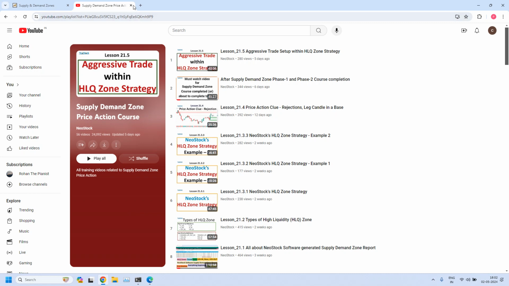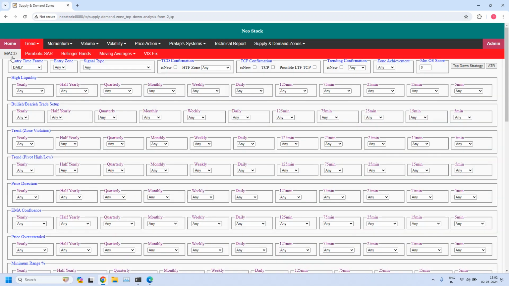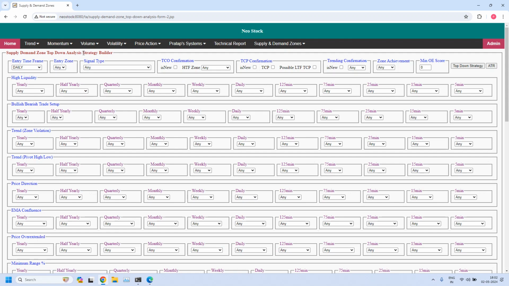Now let's get into the report generation with the help of NeoStock software, Supply Demand Zone Top-Down Analysis Strategy Builder. Okay, now in the first report, let us find the bullish trade setup for daily income trade.